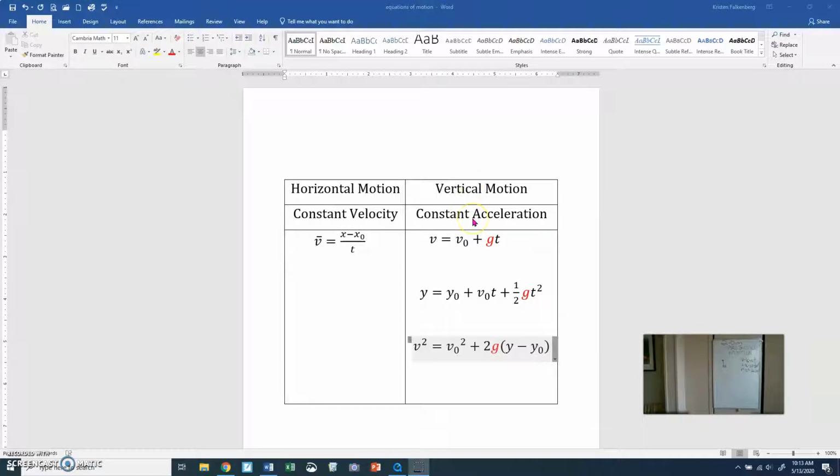Vertical motion is subject to the force of gravity, so there's going to be constant acceleration, and it's going to oppose its motion. So the constant acceleration equations, these three equations, can help us predict initial velocities and how high something goes, or if I know the initial velocity, I can figure out how high it goes or how long it's going to stay in the air, like hang time.